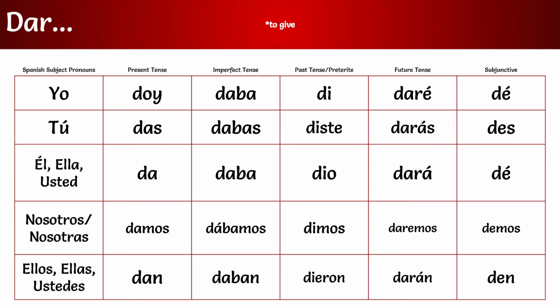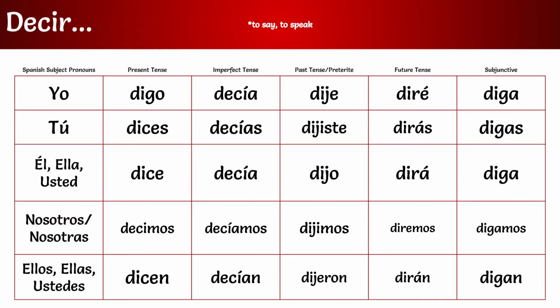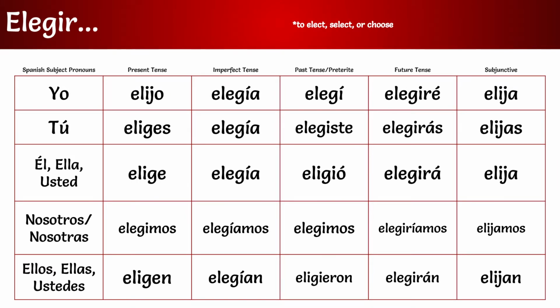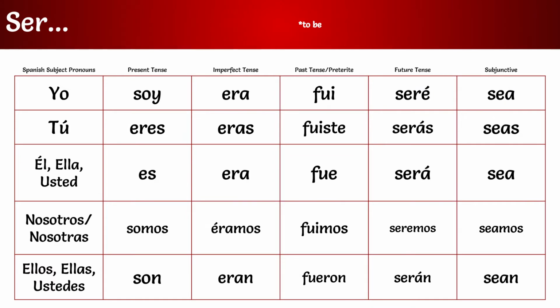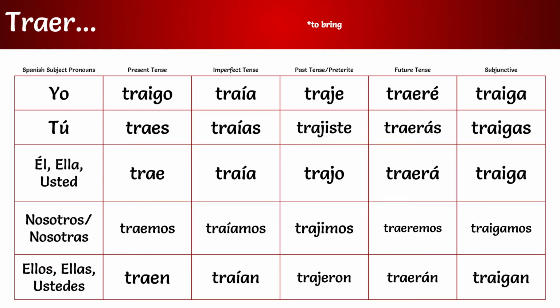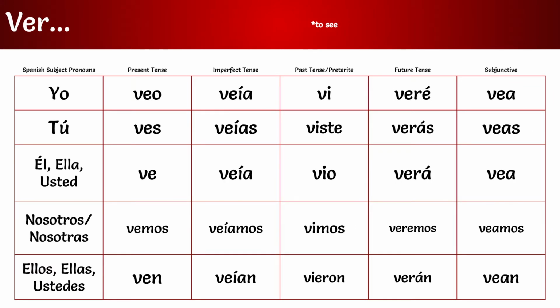Our third verb is dar, which means to give. Our fourth verb is decir, which means to say or to speak. Elegir means to elect, select, or choose. Ser means to be. Traer means to bring. Ver means to see.